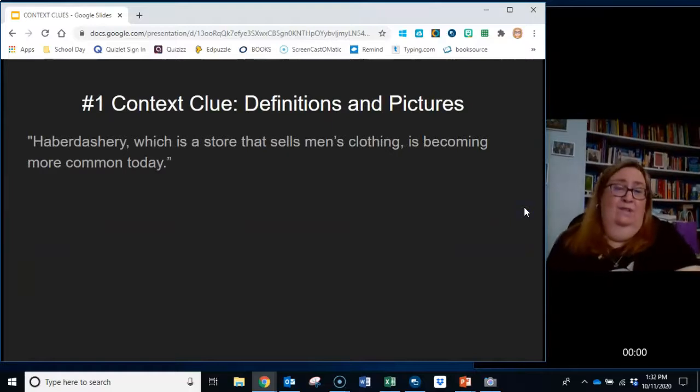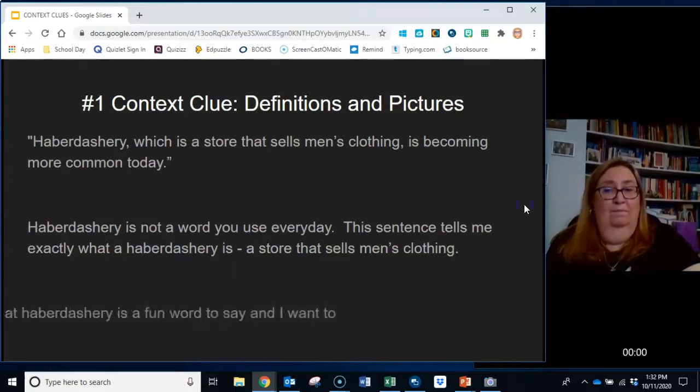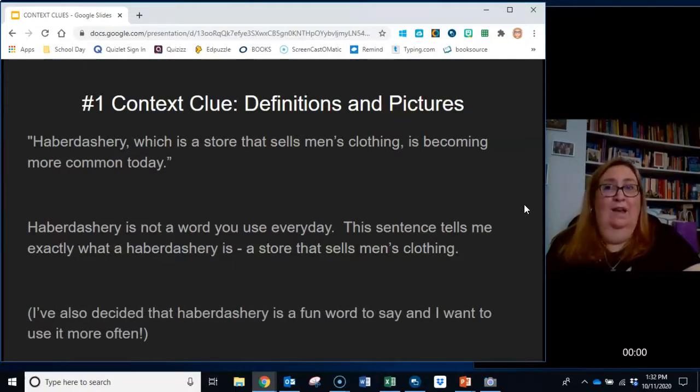Haberdashery, which is a store that sells men's clothing, is becoming more common today. Now, haberdashery is not a word you use every day. The sentence tells me exactly what a haberdashery is. It's a store that sells men's clothing. And I've also decided that haberdashery is a fun word to say, and I'm going to use it more often. Join me, won't you?